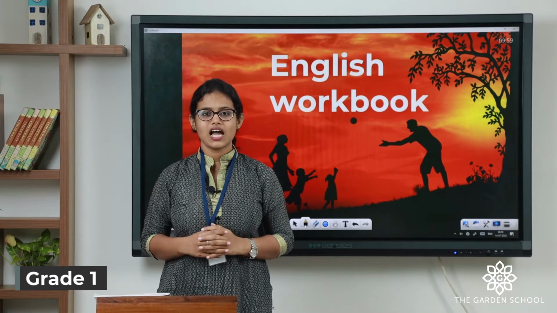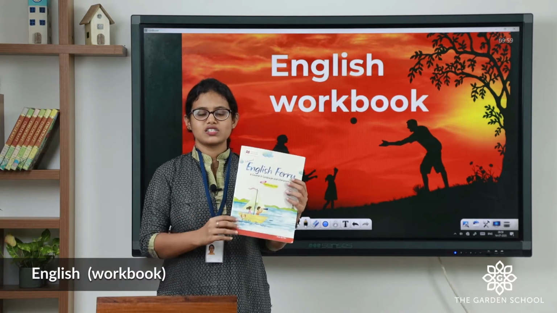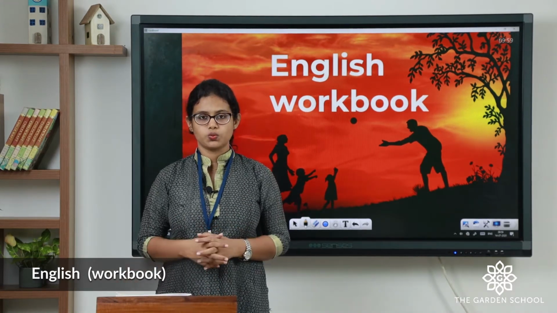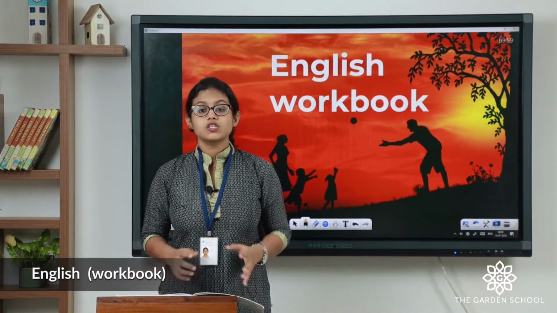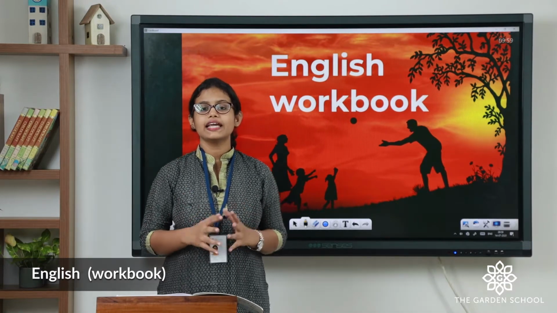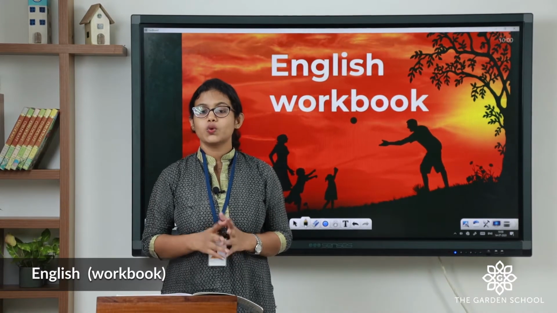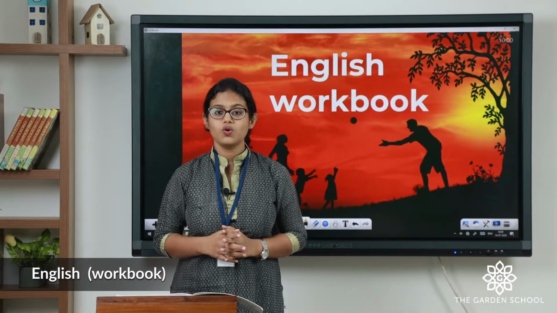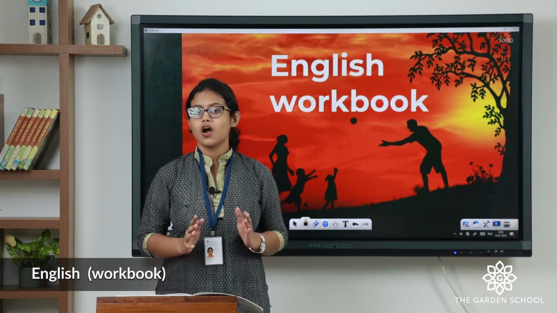Today we are going to start with our English workbook. And this is your English workbook. And the first chapter in the English workbook is Rima and her friends. So this chapter is a link lesson of what you have learnt in English reader, that is Ria's family. So we'll start with our workbook. The first exercise. So you can all open your textbook and take page number 1.